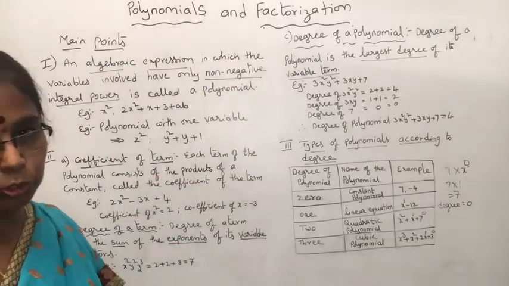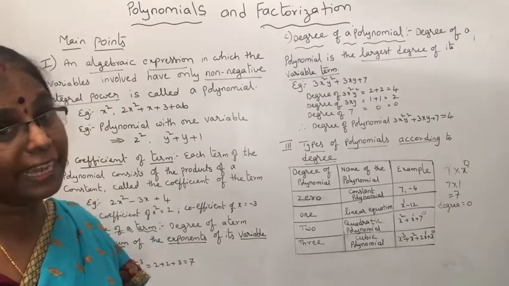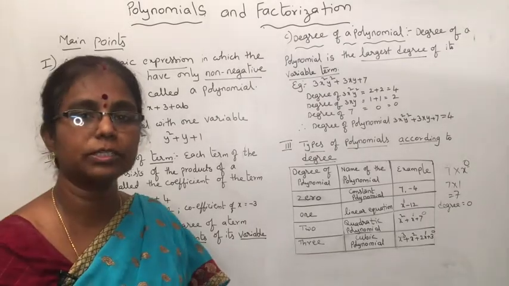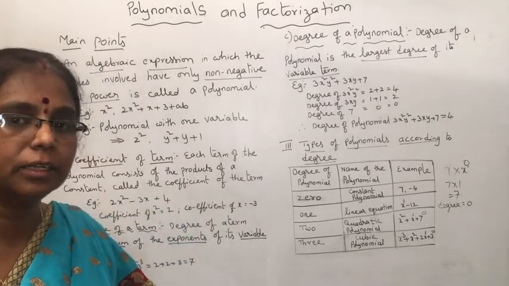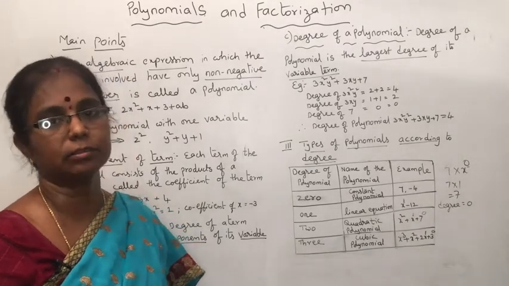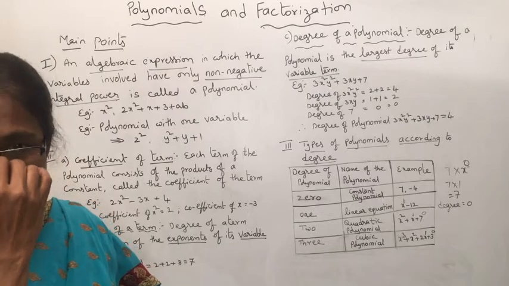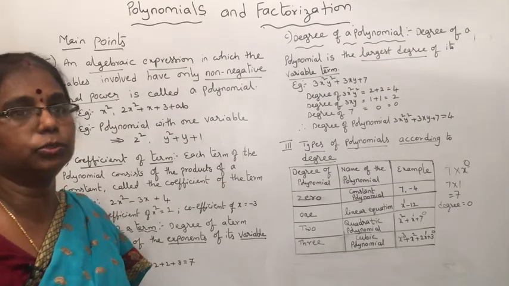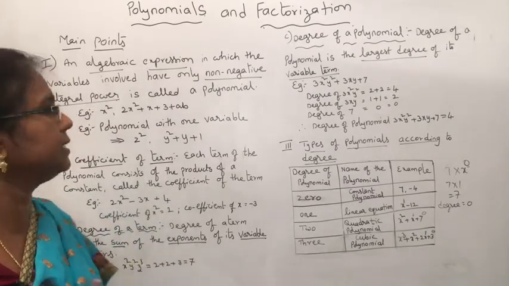First we have to recall previous knowledge about expressions. Expressions means what? Combination of variables and constants. What are variables? A to Z, we assume something, that is called variables. Constant means numbers, 1, 2, 3, 4, natural numbers, whole numbers, integers.